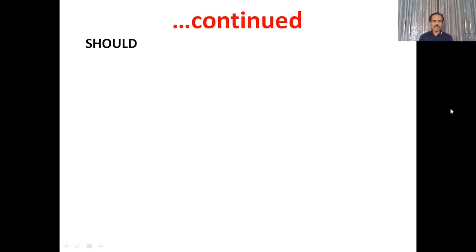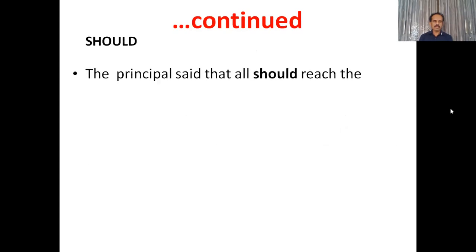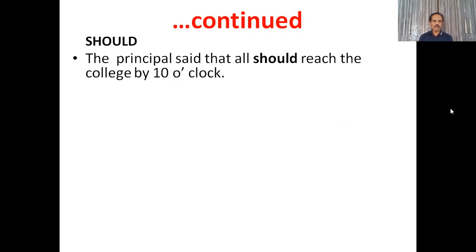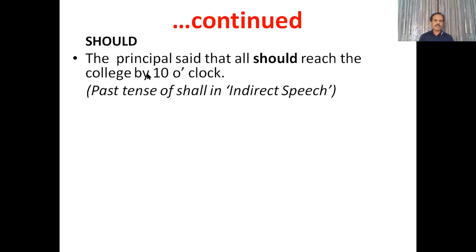Okay, now let us have a look at different functions of should. Here, the principal said that all should reach the college by 10 o'clock. Should is used to indicate the past tense of shall in indirect speech. So this is the past tense of shall. In indirect speech we use should instead of shall.